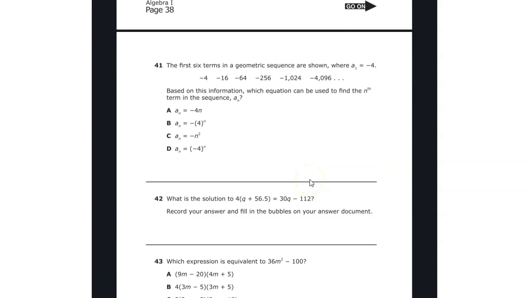The first 6 steps of a geometric sequence are shown where a1 equal to -4. Which should be used to find the nth term of the sequence? You can see here -4 to the power of 1, to the power of 2. So it's -4.